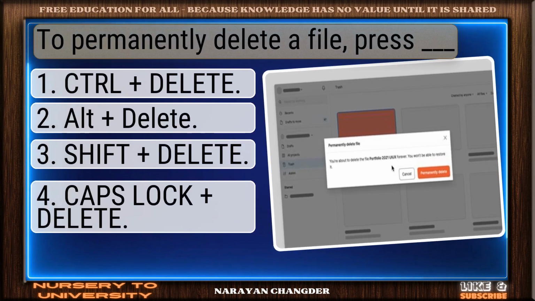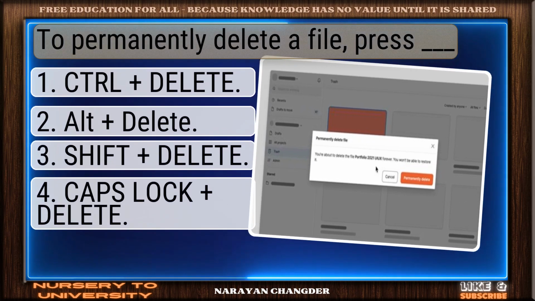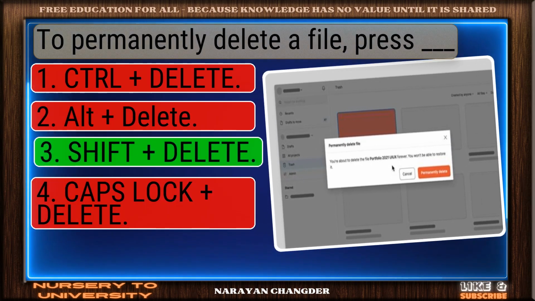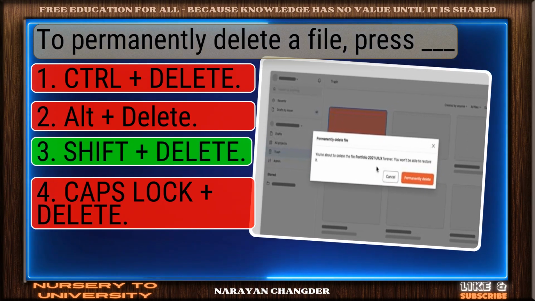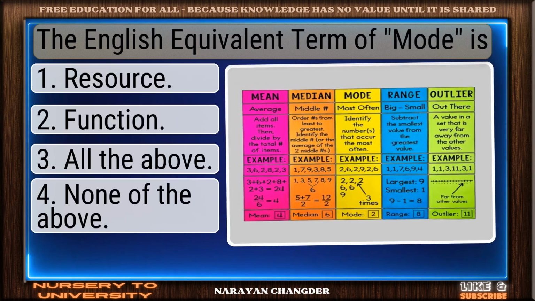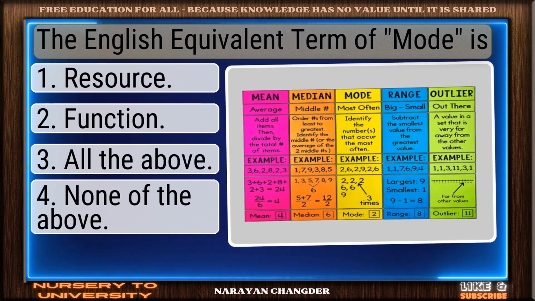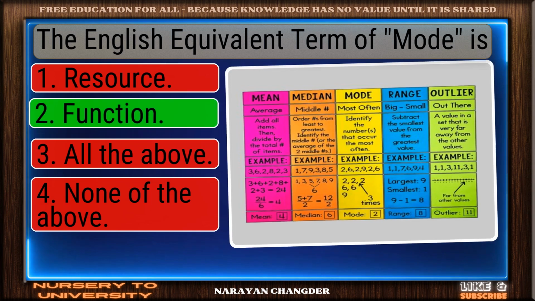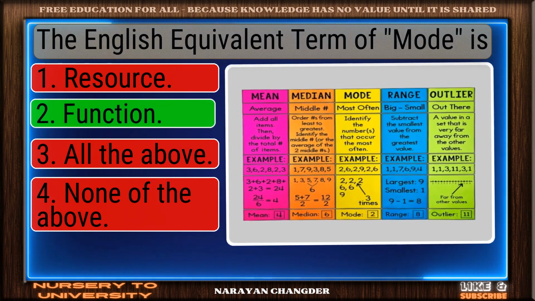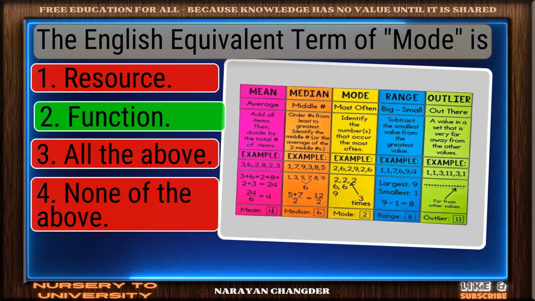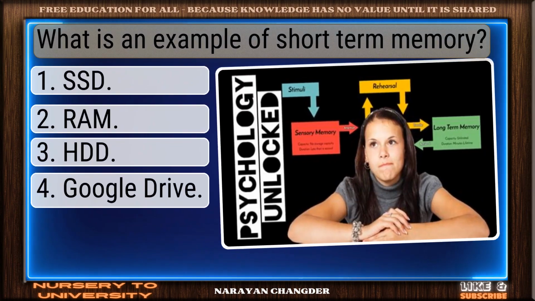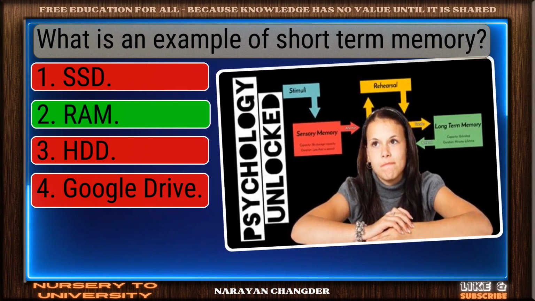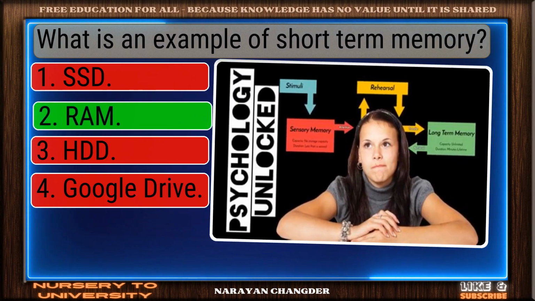To permanently delete a file, press dash. Sharp thinking. Shift plus delete is the right choice. The English equivalent term of mode is. Strong choice. Function is the right answer. What is an example of short-term memory? You got it. Your choice RAM is right.